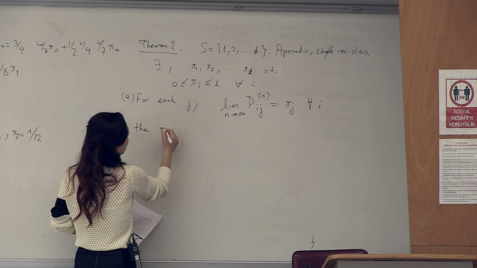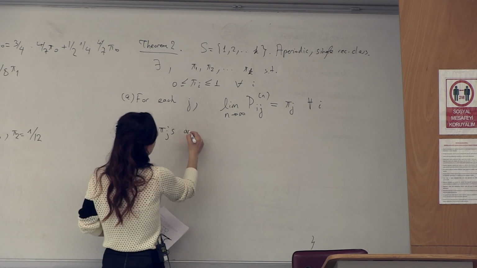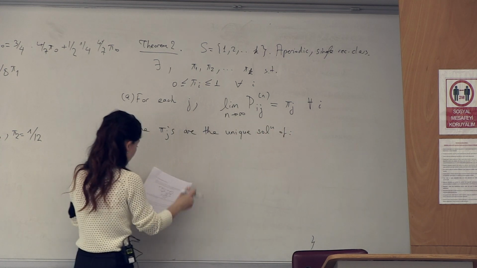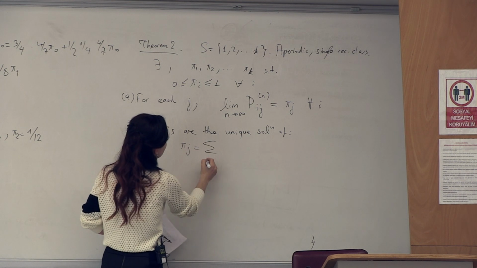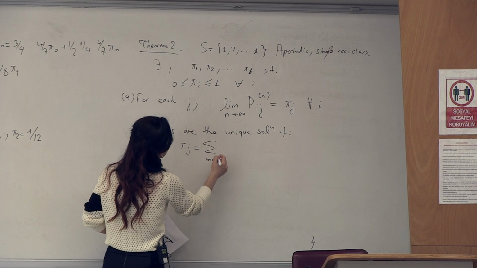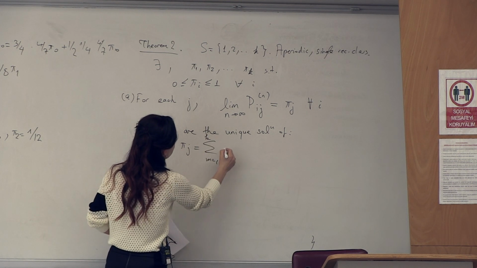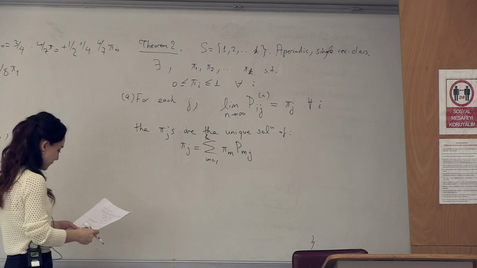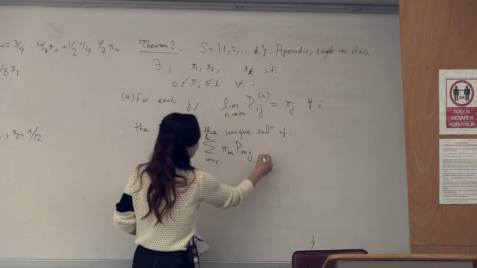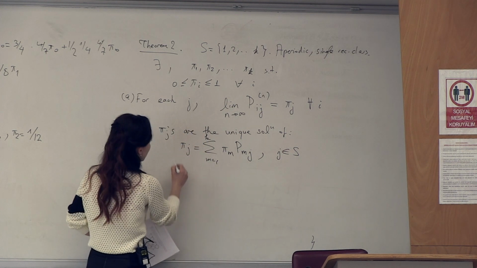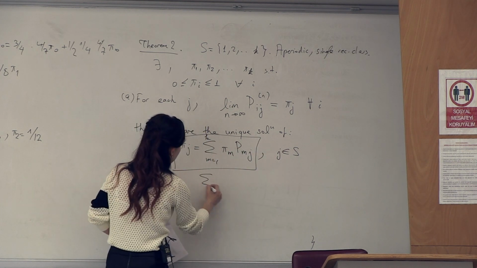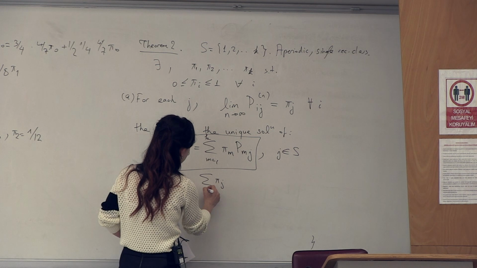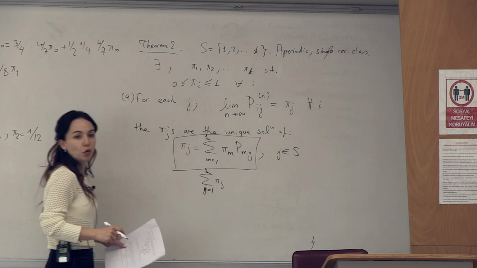The pi j's are the unique solution of pi j equals the summation over m from 1 to k of pi m p m j, for all j, together with normalization. It is only a unique solution if the pi j's also satisfy normalization.